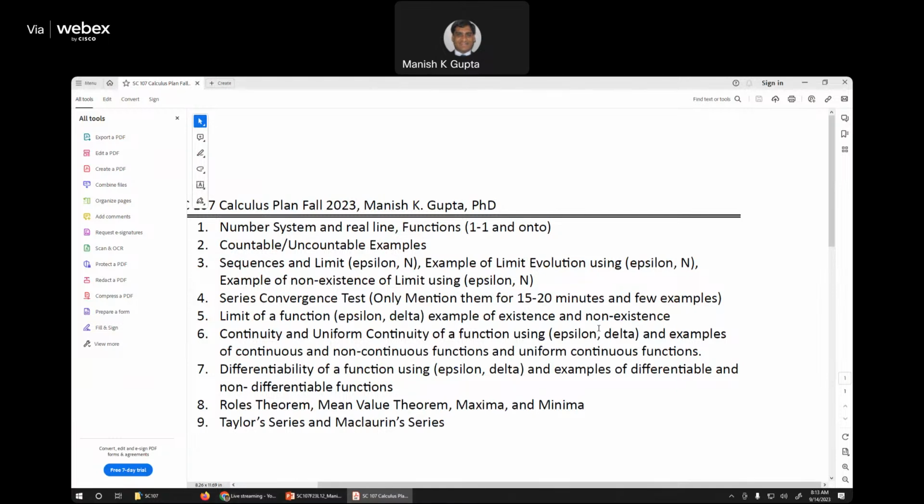Next, limit of a function. Now it's epsilon-delta. And again, there is one example of existence and non-existence, both. So you need to understand existence and non-existence. Let me talk about it now.